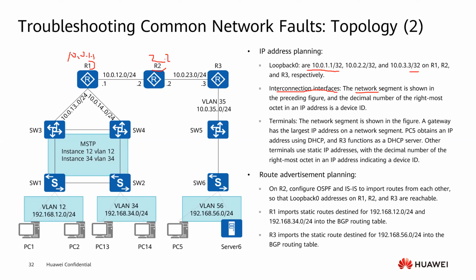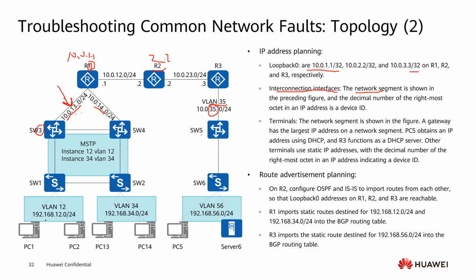So the network segments here are 1013 and 1014. We can see this is just this device number and this device number, with the small device number on the left. So this is 1414, and R3 and SW5 use VLAN 35, and this network is 35.